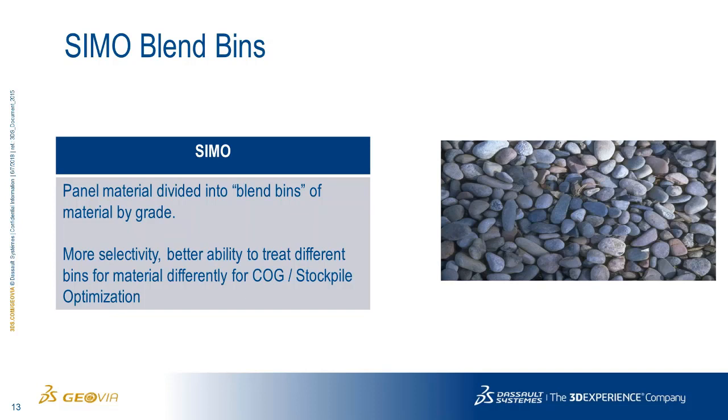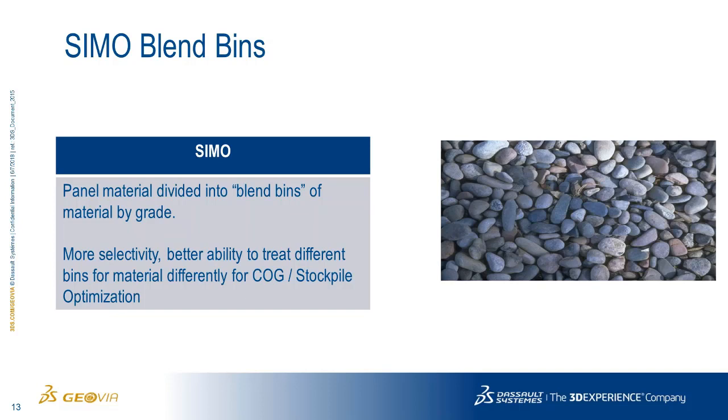Maybe one bin I want to stockpile, one bin I want to send right to the process, okay? Whereas if I merge all those bins together and get one averaged ore grade, then I have to do something with that entire group. So when we're talking about stockpiling and cutoff grade optimization, there's not much I can do because I've merged everything together too quickly, okay?